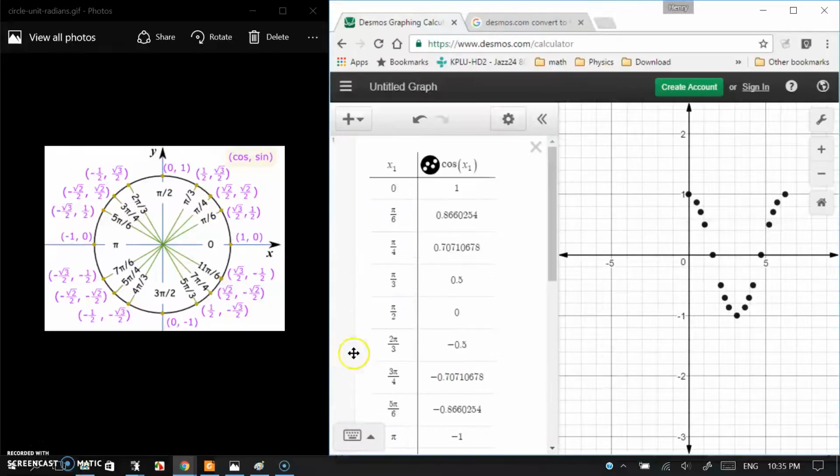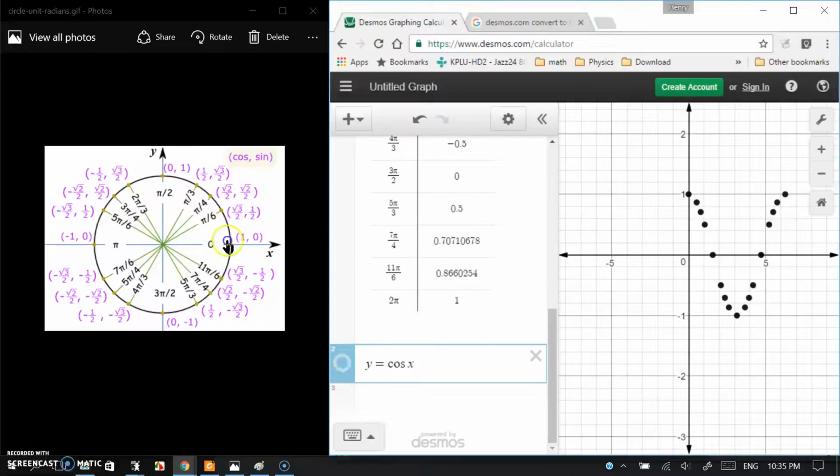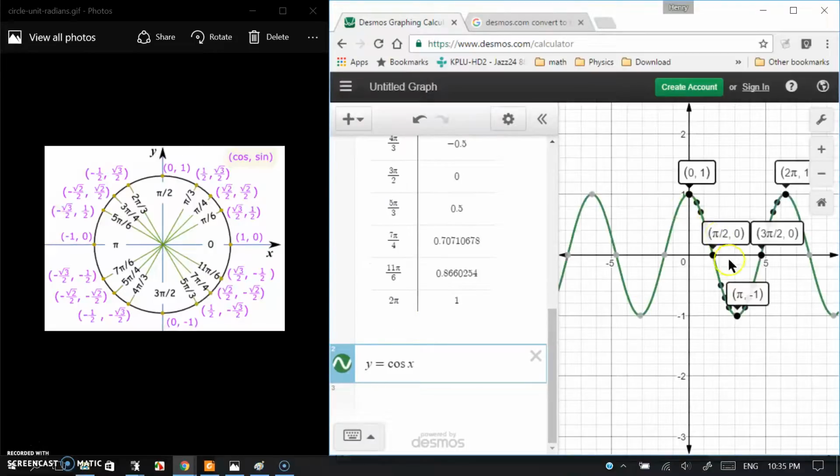And we can see that y equals cos x does pass through all these points.